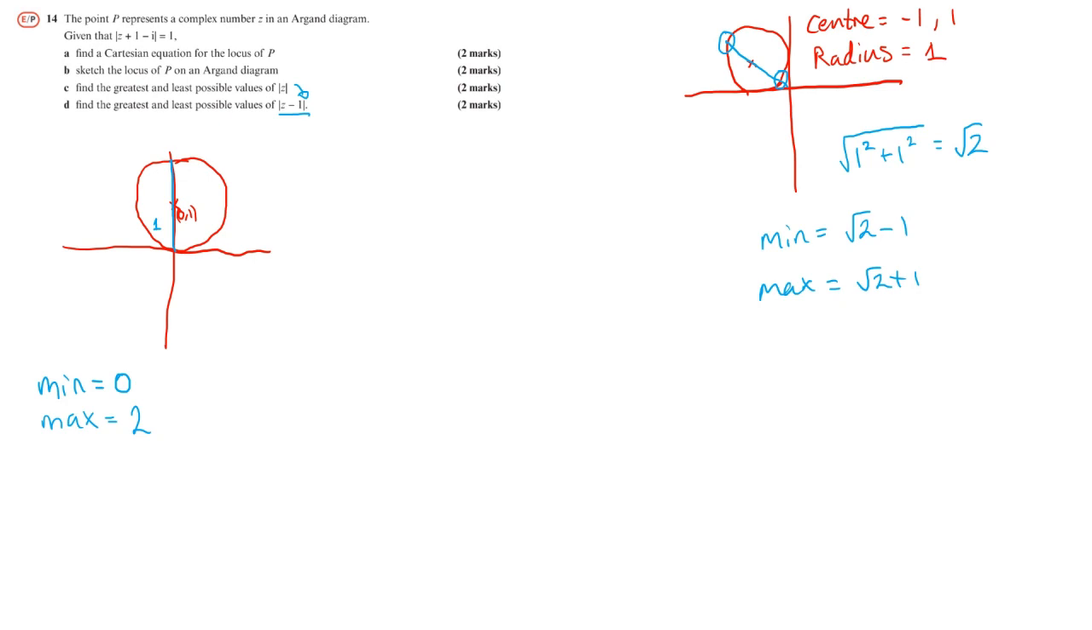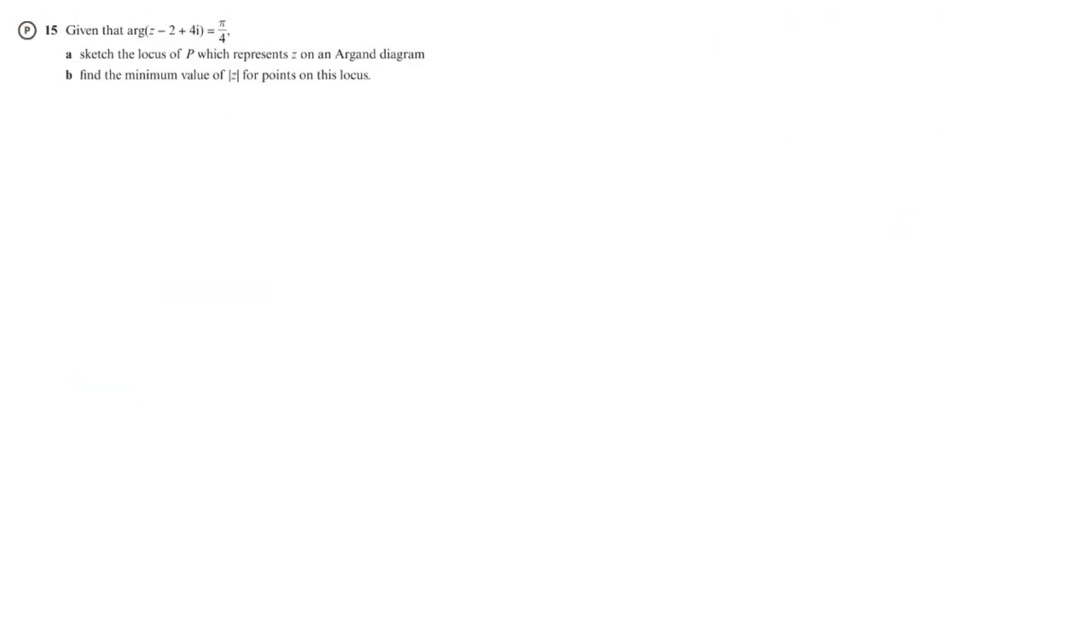Right, let's move on to the next one. The question says, given that arg(z - 2 + 4i) is equal to pi over 4, sketch the locus of P which represents z on an Argand diagram.